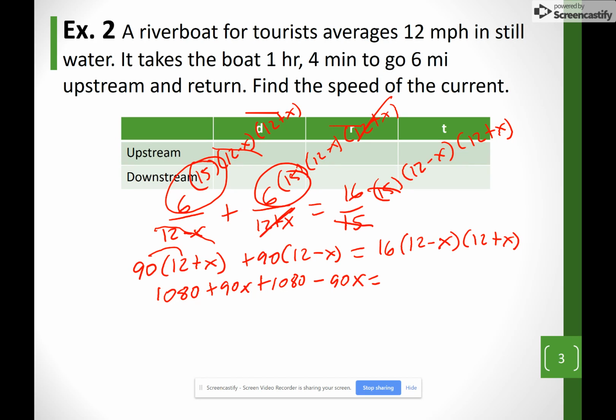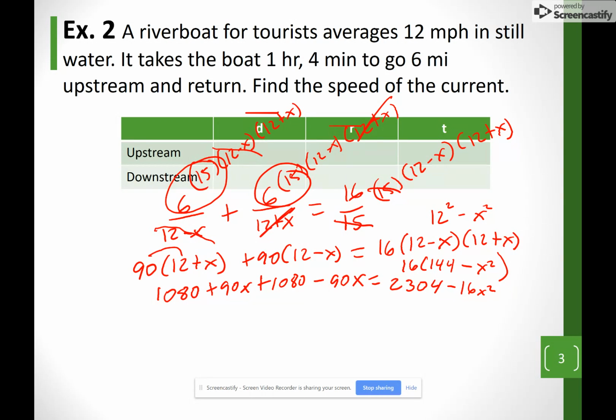Before I look on the right side, before I start distributing, I see the parentheses 12 minus x, 12 plus x. That is basically 12 squared minus x squared. Yeah, that is basically the difference of the squares factored. I know 12 squared is 144. So technically what I have here is 16 times 144 minus x squared. So I'm going to multiply the 16 to the inside. So technically I have 2,304 minus 16x squared.